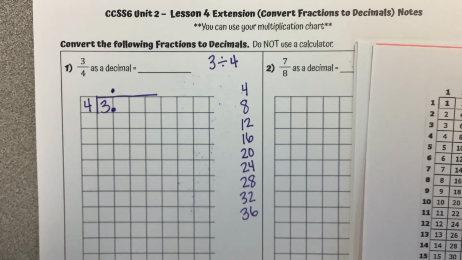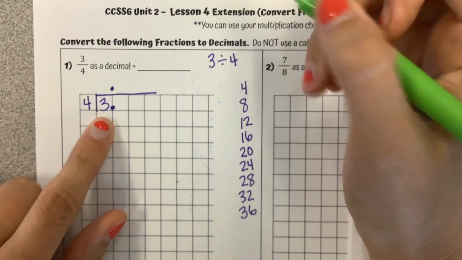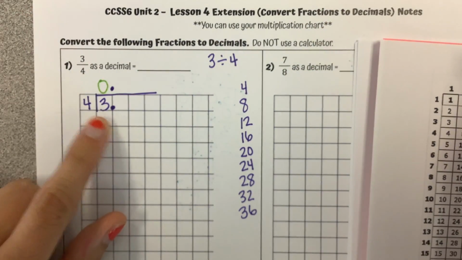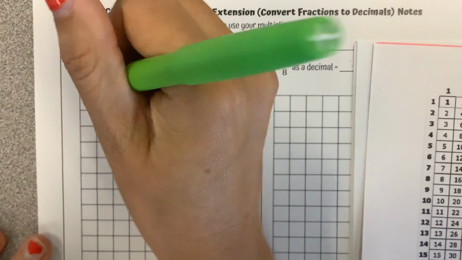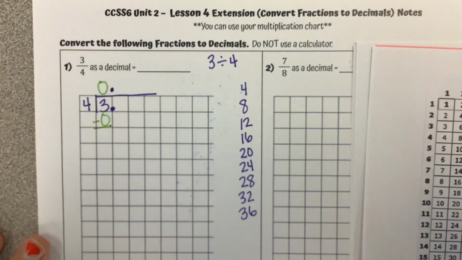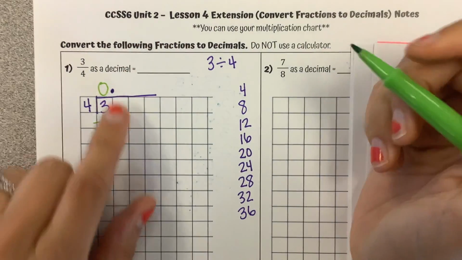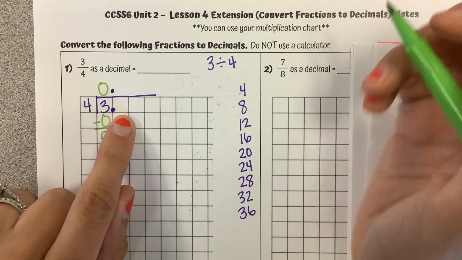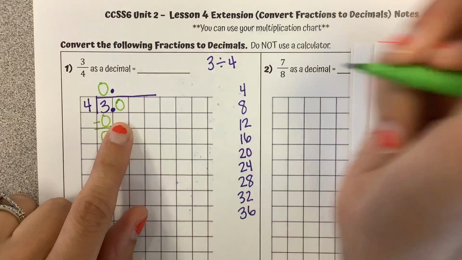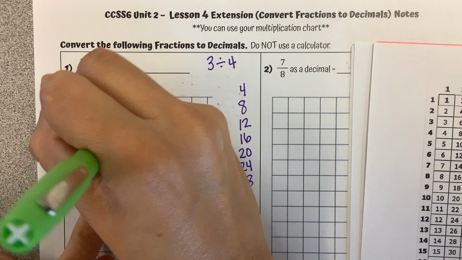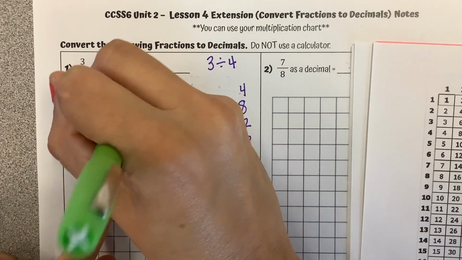To help me as I am dividing, I'm looking: how many times does 4 go into 3? It does not fit into 3. 3 is too small, so it goes in 0 times. 4 times 0 is 0. Now I can subtract to start solving. 3 minus 0 is 3. I have nothing to bring down, so I'm going to add a 0 just after the 3 right here. Now I can bring down my 0.